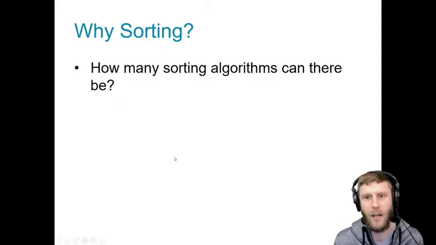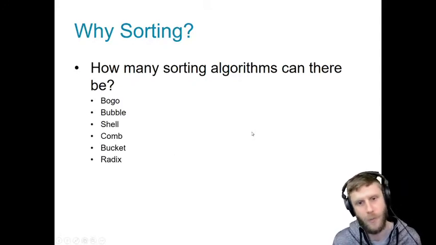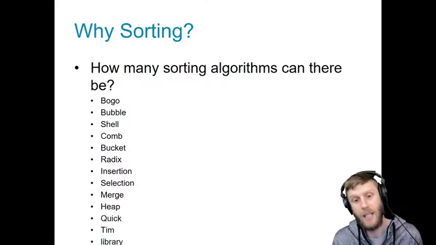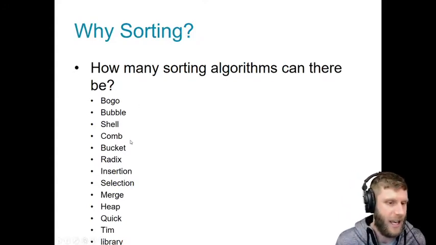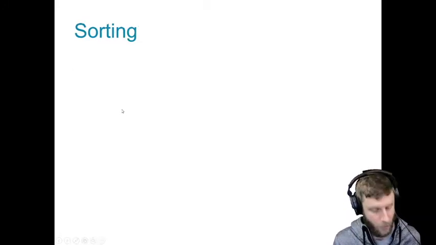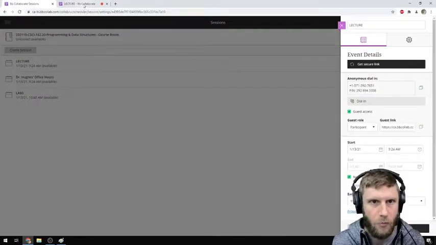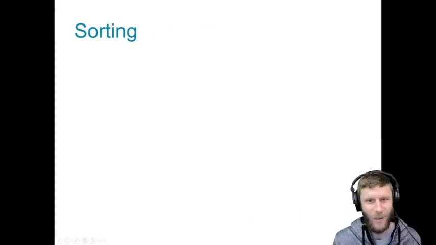So how many sorting algorithms can there be? Well, there's BOGO sort, bubble sort, shell sort, comb sort, bucket sort, radix sort, insertion sort, selection sort, merge sort, heap sort, quick sort, TIM sort, library sort. And I've basically only listed like 0.1% of all reasonable sorting algorithms. There are so many. Oh, I hear a boop. What do we got? Nope, not that. BOGO sort is best sort. I agree. We will talk about BOGO sort.